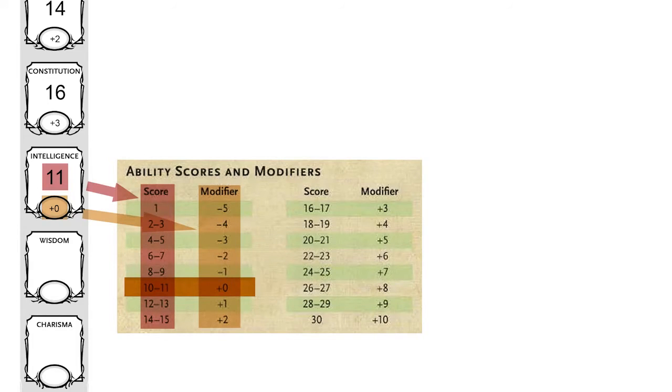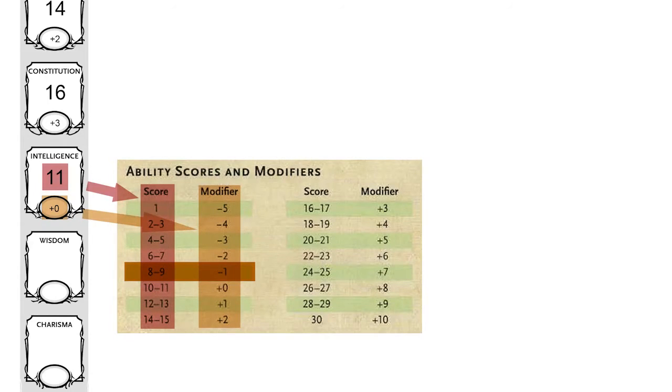If you go below that, right, if you go and have a 9 or an 8, that gives you a modifier of -1. And at that point, you're slightly below average in terms of intelligence, which means that perhaps your speech is not exactly flowing, or maybe you don't think about the things that you do way too often.